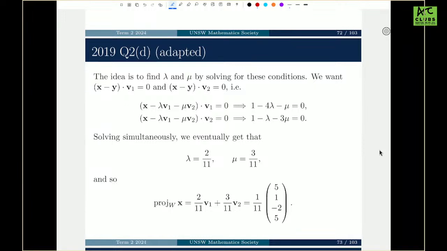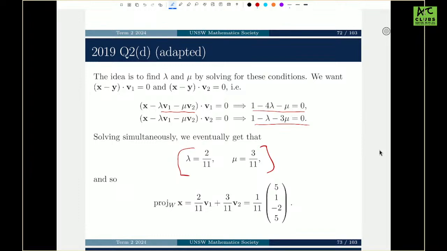So when you substitute in, this is just subbing in Y, because we said Y was lambda V1 plus mu V2. So X minus Y is just going to be X minus lambda V1 minus mu V2. And we take the dot product with V1, so that's equal to 0, because orthogonal complements, and we end up solving this through, you end up getting this condition here. And then we repeat the same thing for V2. So we end up with this condition here. Okay, 2 equations, 2 unknowns, simultaneous equations. I don't really need to go over that. That's quite straightforward. We get that lambda is just 2 on 11 and mu is 3 on 11.